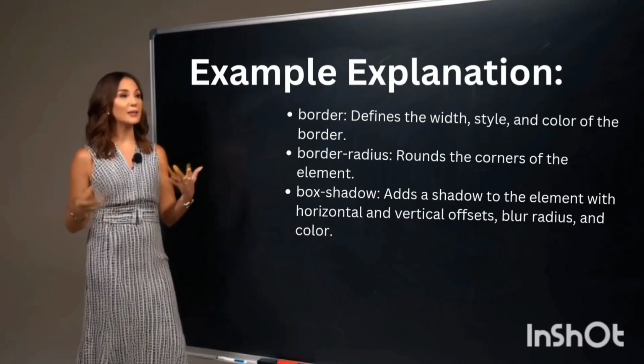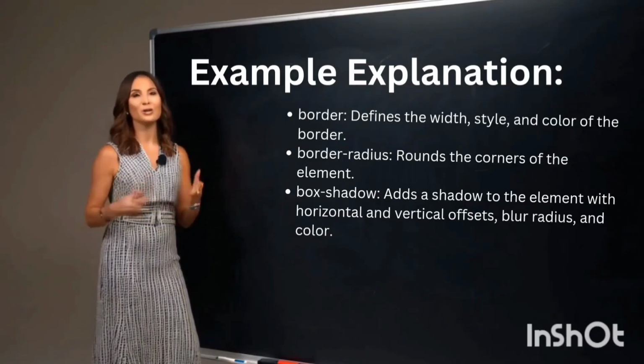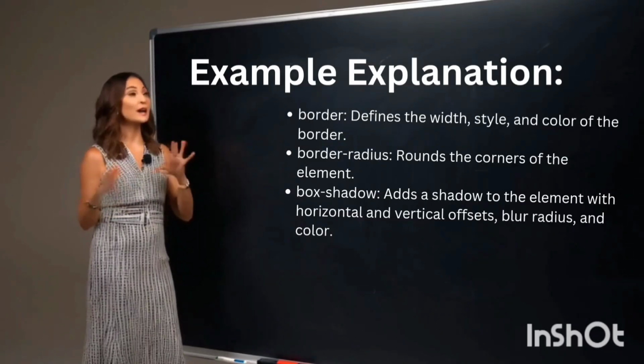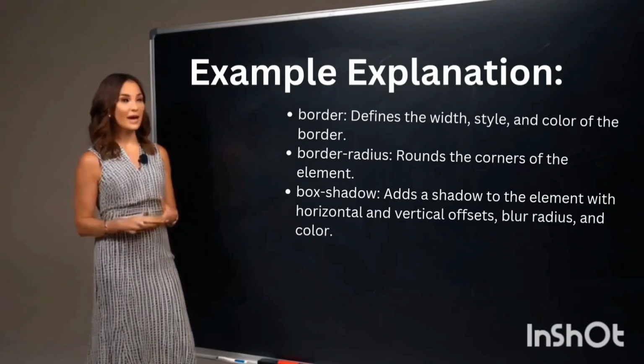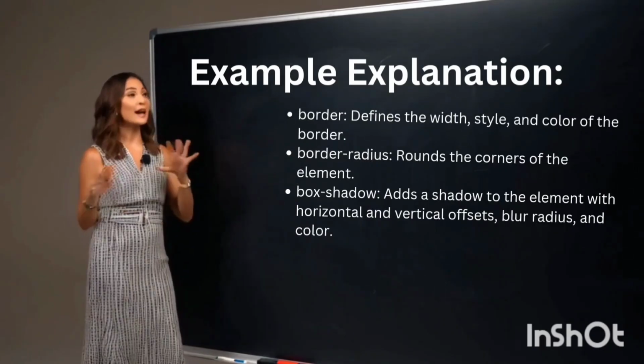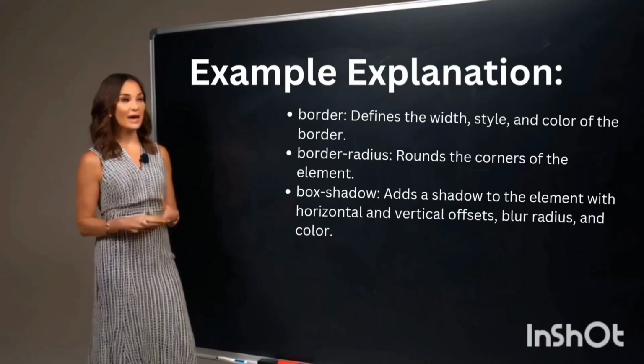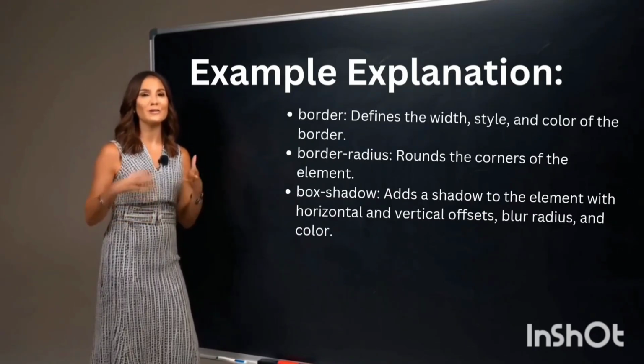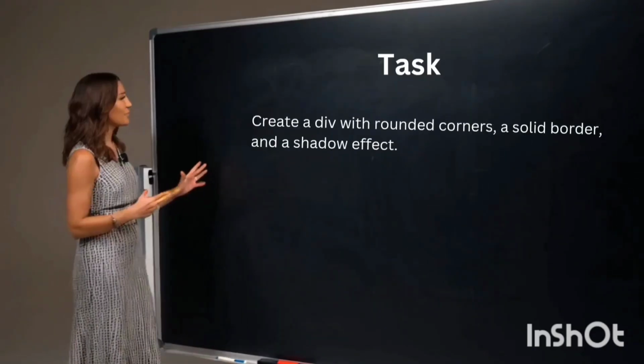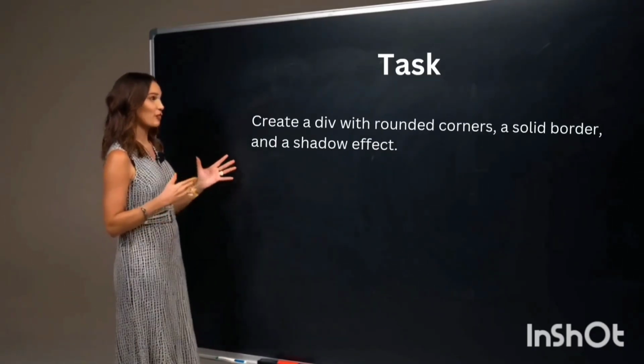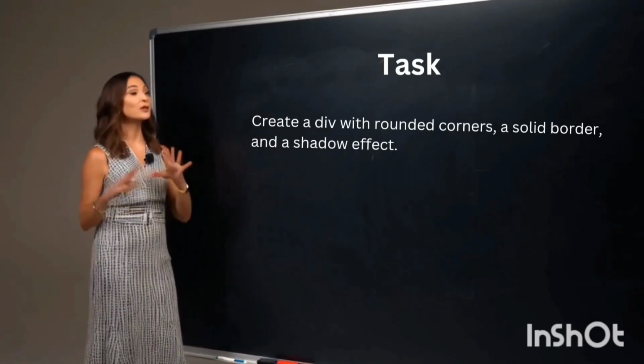Explanation. Border defines the width, style, and color of the border. Border radius rounds the corners of the element. Box shadow adds a shadow to the element with horizontal and vertical offsets, blur radius, and color. Create a div with rounded corners, a solid border, and a shadow effect.